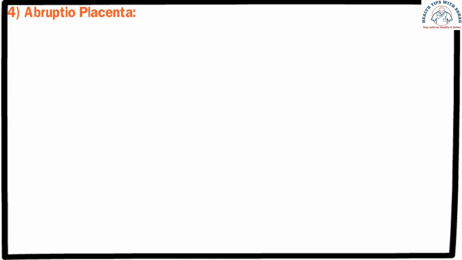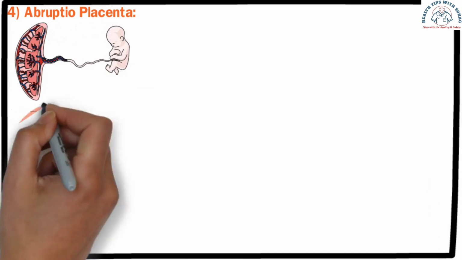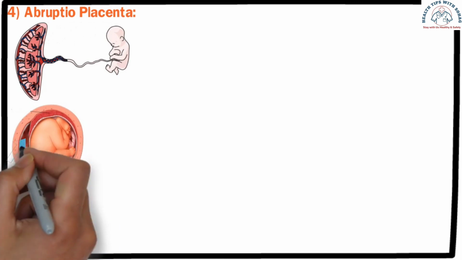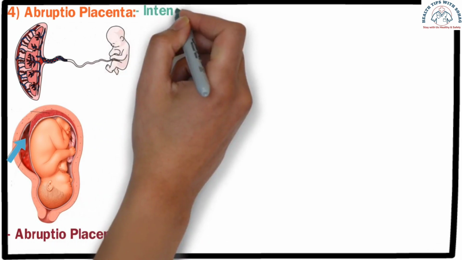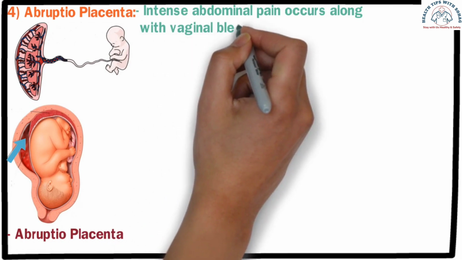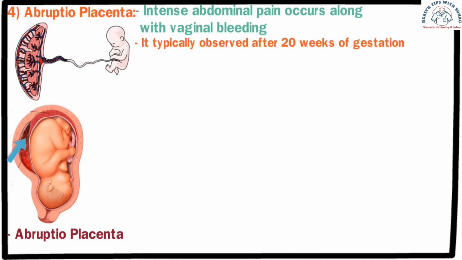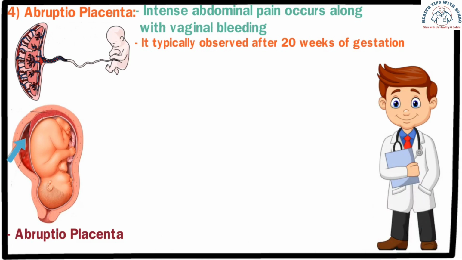Number 4, abruptio placenta. During pregnancy, the placenta provides essential nutrients to the developing fetus through the umbilical cord. The placenta attaches to the uterine wall, and if for any reason it separates partially or completely from the uterine wall, it is called abruptio placenta. In such a case, intense abdominal pain occurs along with vaginal bleeding. This condition is typically observed after 20 weeks of pregnancy and poses severe risk to both baby and mother. If symptoms of abruptio placenta are observed, it is crucial to seek immediate medical attention for proper diagnosis and management.